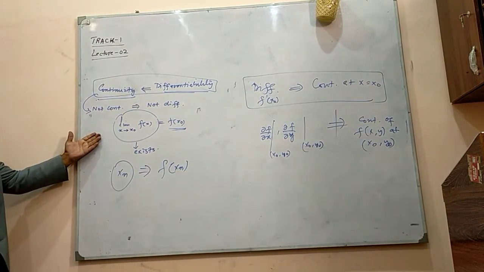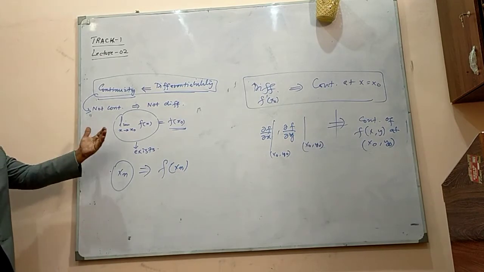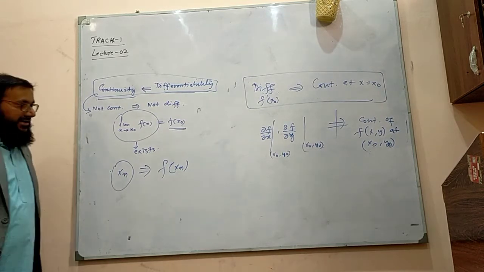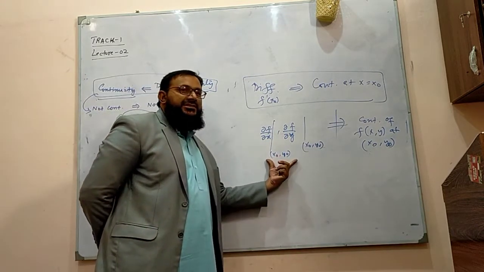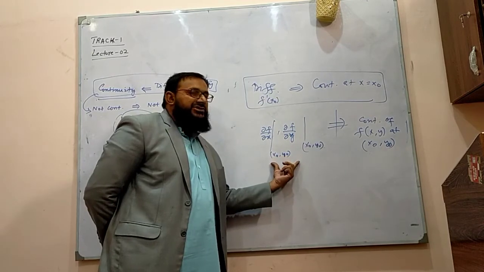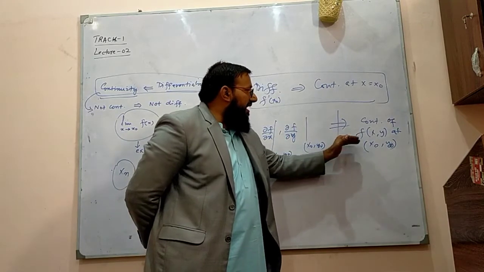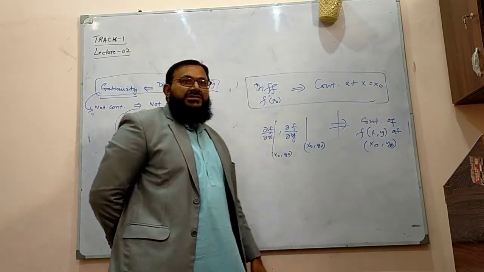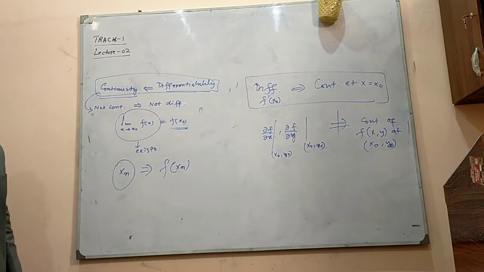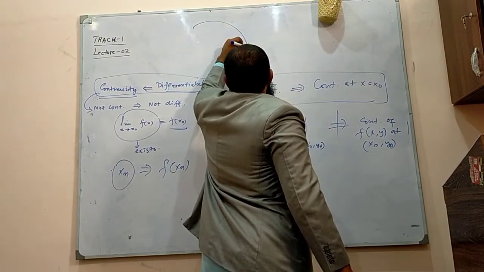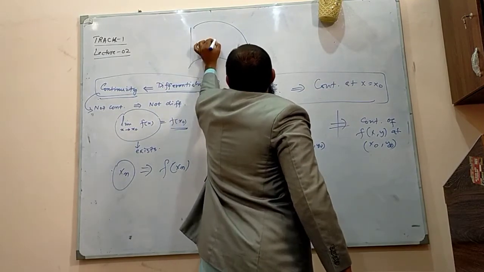It's true in the case of single variable calculus, but it is not generally true in the case of a multivariate function. When partials exist and partials are continuous, this does not imply that the function is continuous. Continuity is a generalized definition. For example, you have a surface, whatever the structure of the surface is, you want to check the continuity.